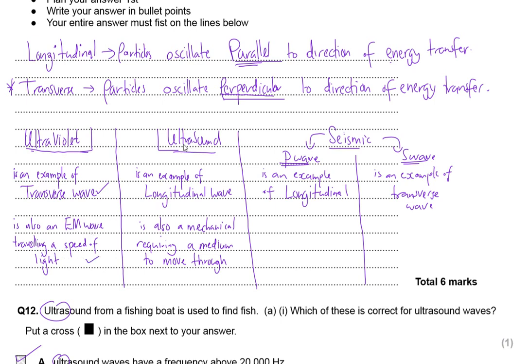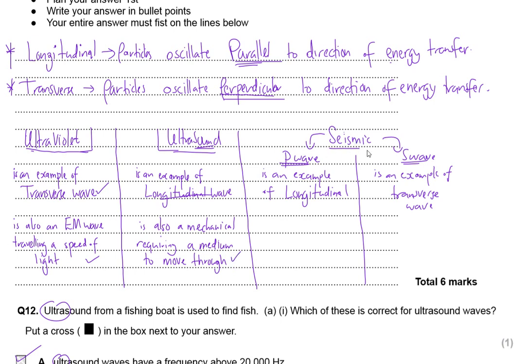Okay, now ultrasound, it is a sound. Now all sound waves are longitudinal waves. What are longitudinal waves? We've already defined it on the top. Now it is also a mechanical wave requiring a medium to travel through. So sound needs a medium to travel through.